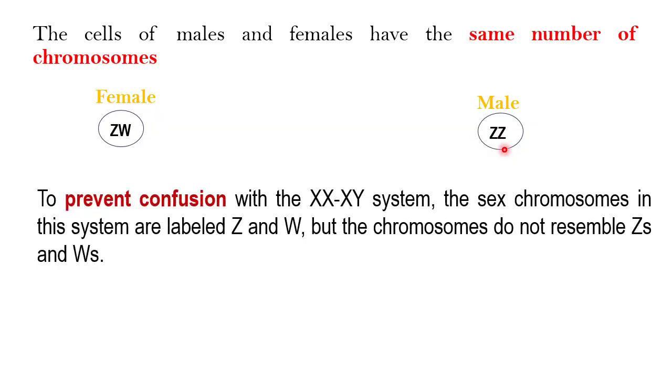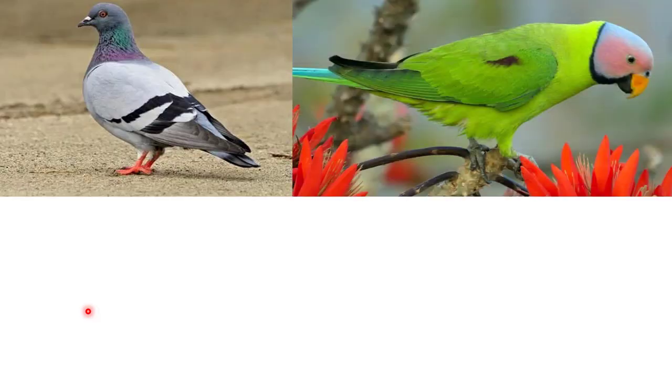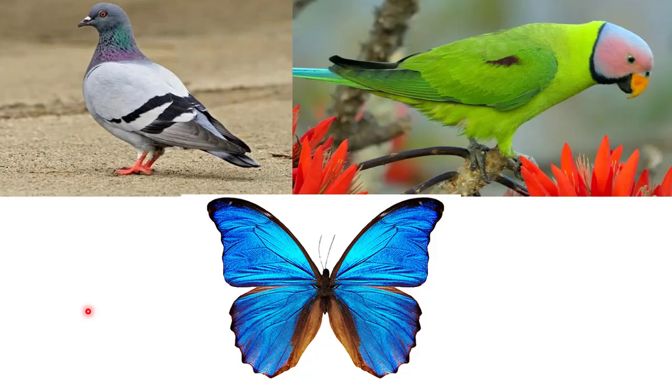Now, why do we use the Z or the W chromosome? Do these chromosomes look like the Z's or the W's? That is not the case. We use the Z and the W symbols to prevent confusion with the XX and the XY system. These chromosomes don't resemble the Z's and the W's. The most common examples from this family of the sex determination system are pigeons, parrots, and butterflies. They are the most common examples for the ZZ/ZW sex determination system.